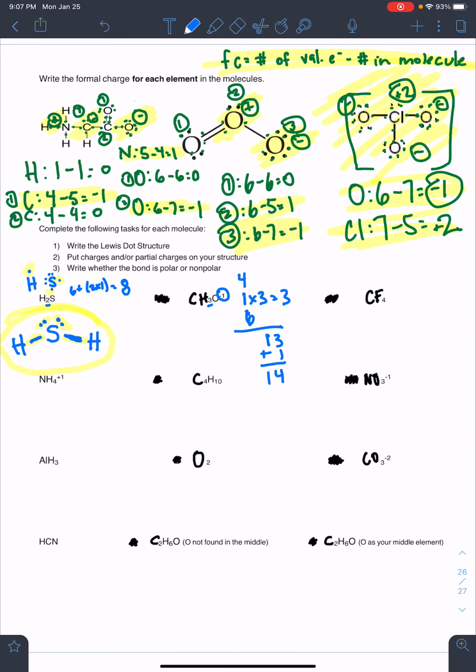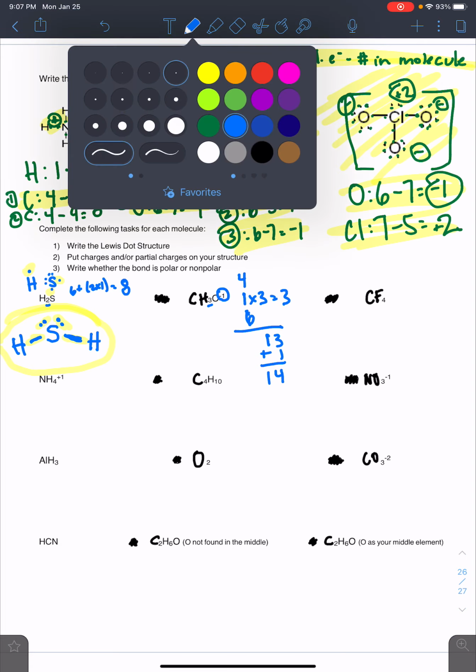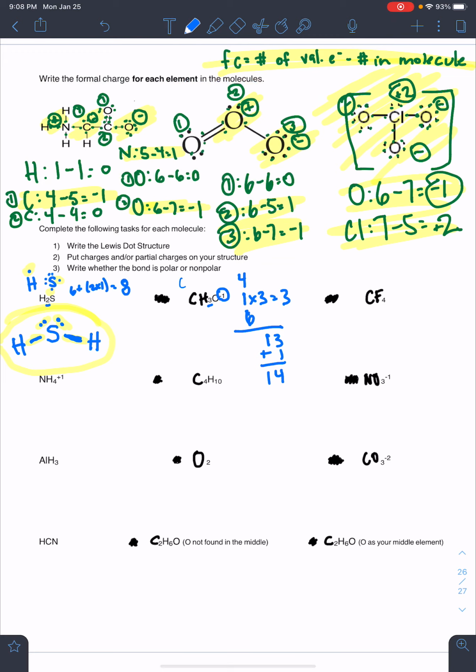So for this structure, let me switch to a thinner pen. We know our C wants to make 4 bonds. With our H, it just wants to make 1, and our O wants to make 2 bonds to not have any charge on it. Now we know that this has a charge on it, so that means one of these is not going to make the right number of bonds, but let's see if we can figure that out as we go. So again, start with C as your middle. It wants to make 4 bonds, so we have 3 H's, so let's bond it to the 3 H's. It wants to make 1 more bond, so let's bond it to an O.